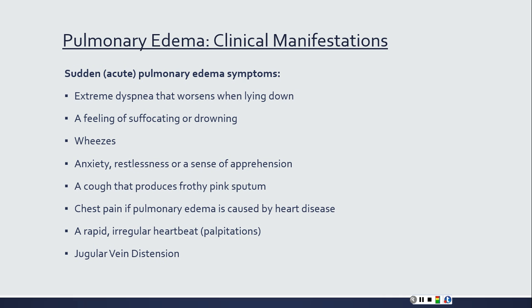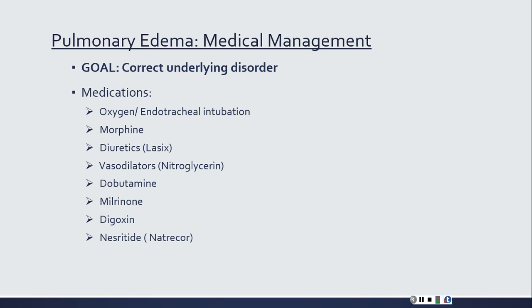I didn't lose you on that, did I? I'm getting some blank stares. This is kind of along the lines of the pink frothy sputum. Things are getting worse. Complications are getting worse. Do I need to expand on that anymore? Okay, good. Maybe that's why the blank stares are there, because y'all already learned this. All right.